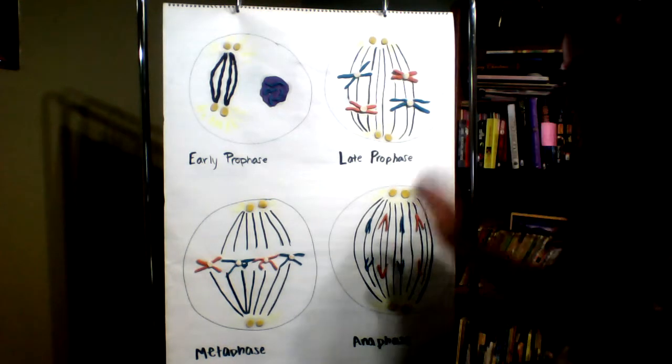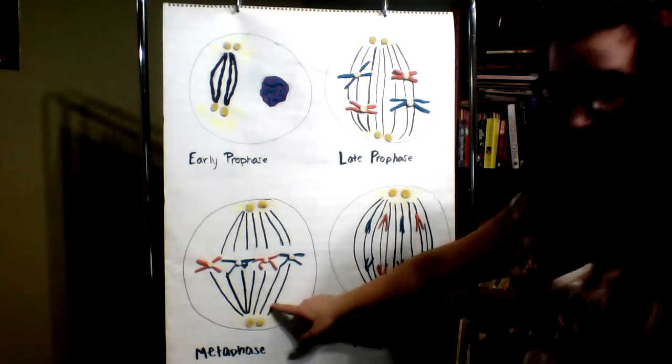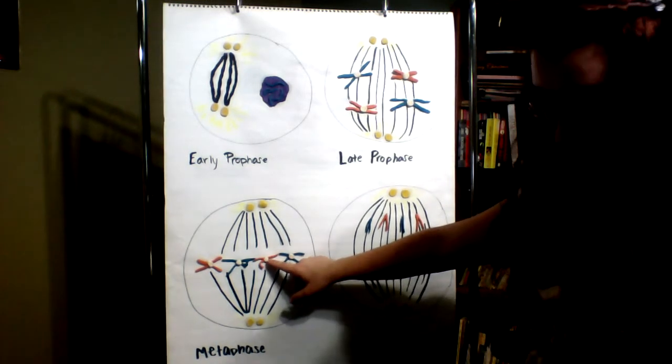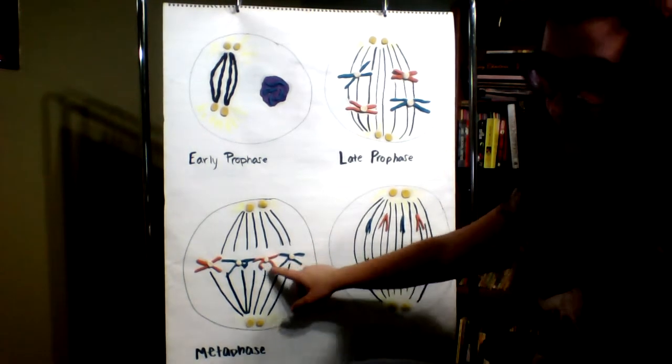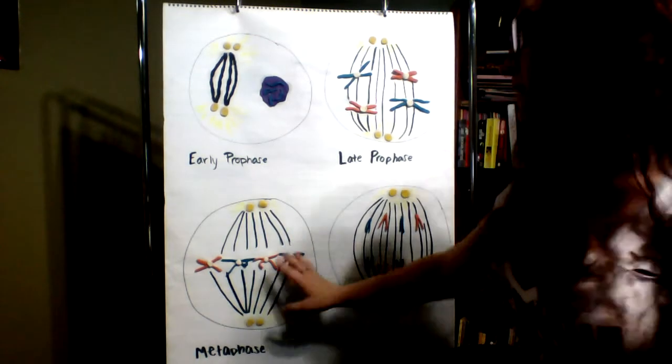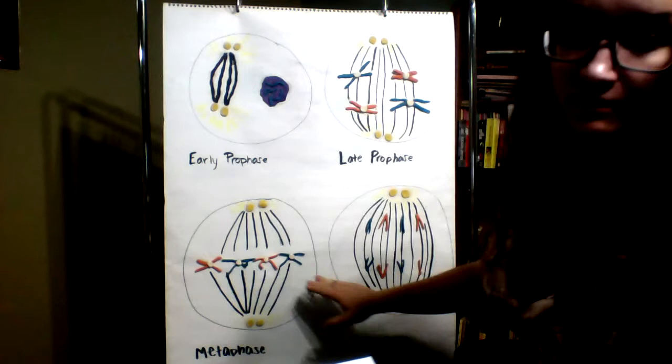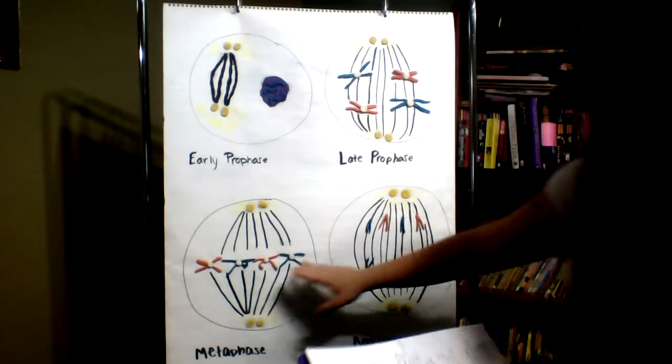Metaphase, down here at the bottom: the chromatids move towards the metaphase plate, which is a narrow central zone in the center. Metaphase actually ends once all of the chromatids are aligned. So that's what we've demonstrated here.